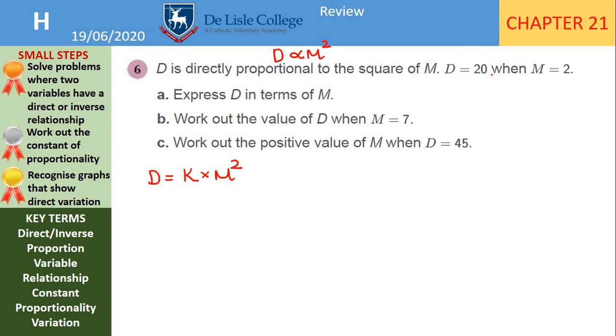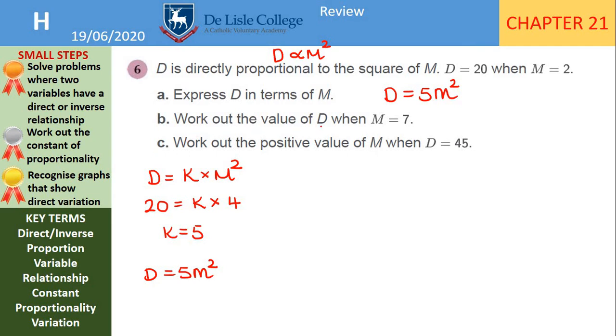We're told that D equals 20 when m equals 2. We're going to use this now to work out what k is, to be able to express D in terms of m. So D is 20 when m is 2, so 2 squared is 4. 20 divided by 4 will give me here that k is equal to 5. So replacing k with 5 here, D is equal to 5m squared, and this is expressing D in terms of m.